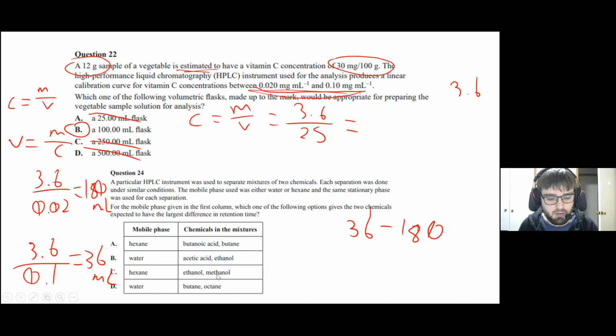We would expect the methanol to spend more time stuck to a polar stationary phase than ethanol, but by a small margin. Butane and octane are both non-polar, so we would expect not a whole lot of separation there either. So A is going to be the correct answer here.